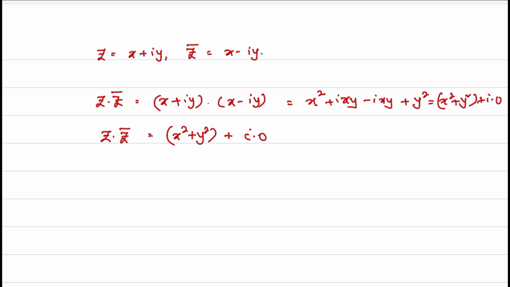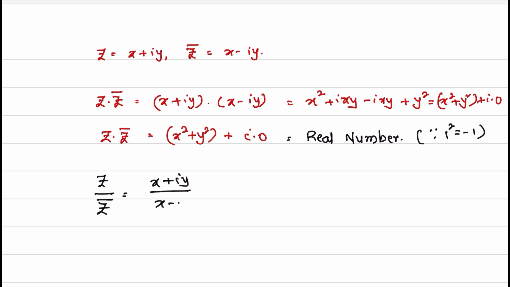It is a real number. There is no imaginary part in this, since I square is equal to -1. Now we will go for Z by Z bar. That is division. Z is x plus iy divided by x minus iy.